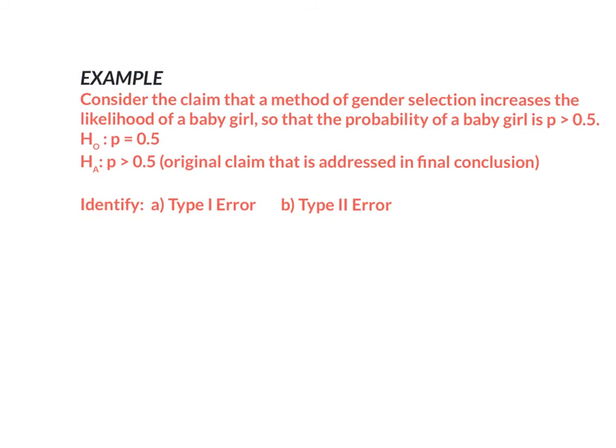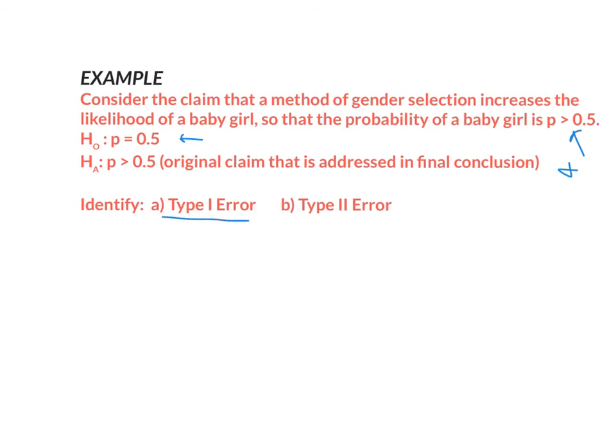All right, example, consider the claim, the same thing, that a method of gender selection increases the likelihood of a baby girl, so that the probability of a baby girl is greater than 0.5. In that case, the null is 0.5. Now, this is our claim. So the claim is actually the alternative hypothesis.